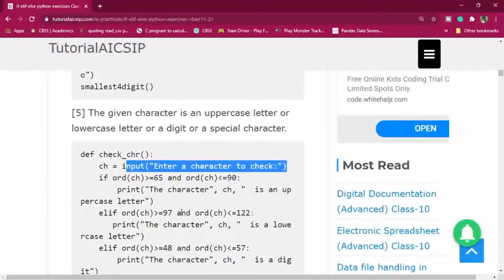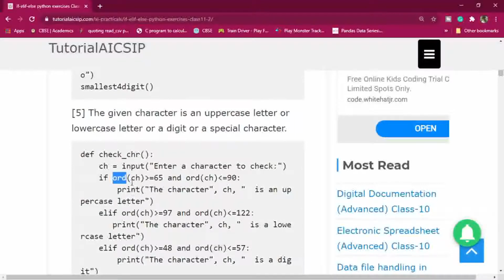Now whenever you want to check that particular character, we have one function, that is ord. That will convert your character into ASCII code. So this is the ASCII code. By this we can identify the particular letter, digit, or symbol in the ASCII table. So it is very simple.